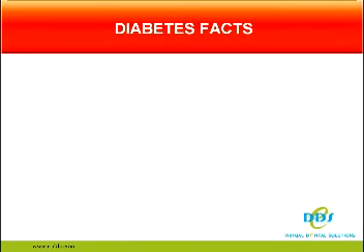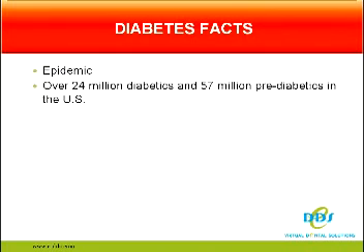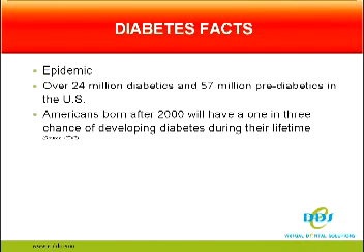Some facts on diabetes. It is an epidemic. There are over 24 million diabetics and over 57 million pre-diabetics in this country, and most of these will become diabetics in the next 10 years. According to the CDC, Americans born after the year 2000 will have a 1 in 3 chance of developing diabetes during their lifetime.